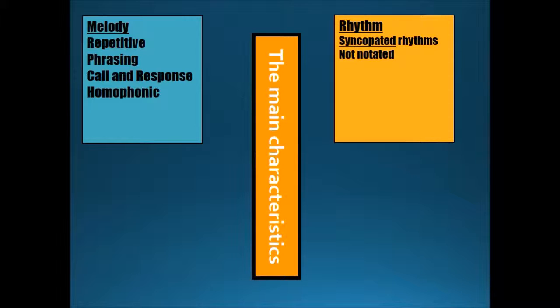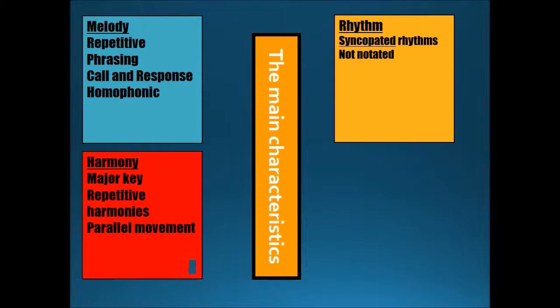The yellow box on the right shows us the rhythm. Often, it's complex and syncopated, and it sounds very fluid as they follow the natural rhythms of the words. The flexible beat and rhythms can make this music very difficult to notate. The red box shows us about the harmony.